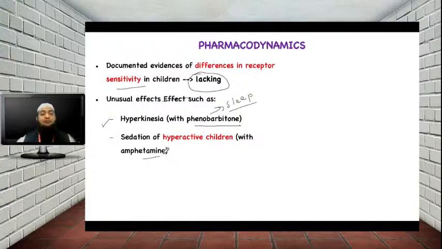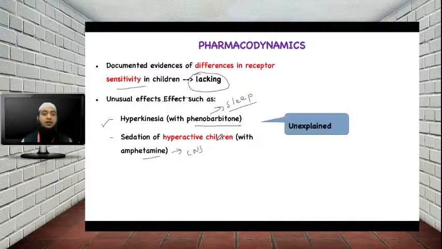Now you can see the amphetamine is basically a CNS stimulant drug. Okay, so actually amphetamine produces hyperkinesia, but here phenobarbital is producing the hyperkinesia, and amphetamine produces a sedation in case of hyperactive children. And one of the important drugs for the treatment of hyperactive syndrome in case of the children is the amphetamine. Yes, so this is just the reverse effect as compared to the adult.